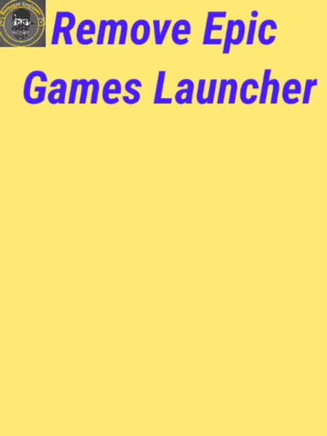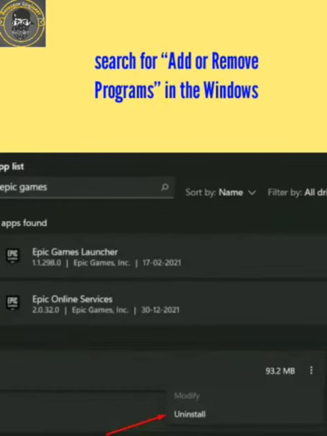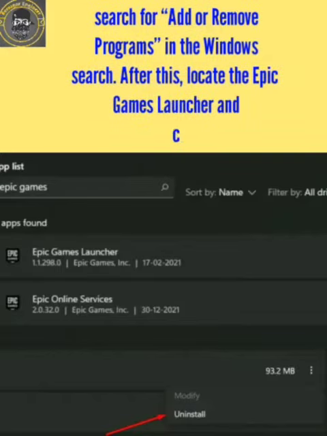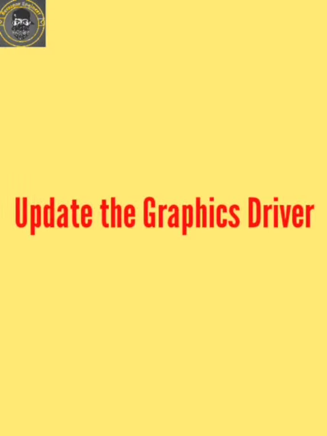So first step, you need to remove Epic Games Launcher from your PC or your Xbox. So uninstall it. How to uninstall it? First of all, search for Add or Remove Programs in Windows, and after this locate the Epic Games Launcher, and there you need to see the Uninstall button and click on it. After you uninstall this, your problem will be solved. Once you restart your device and try again, your game will work without any problem. If the first method does not work, then try the second method.